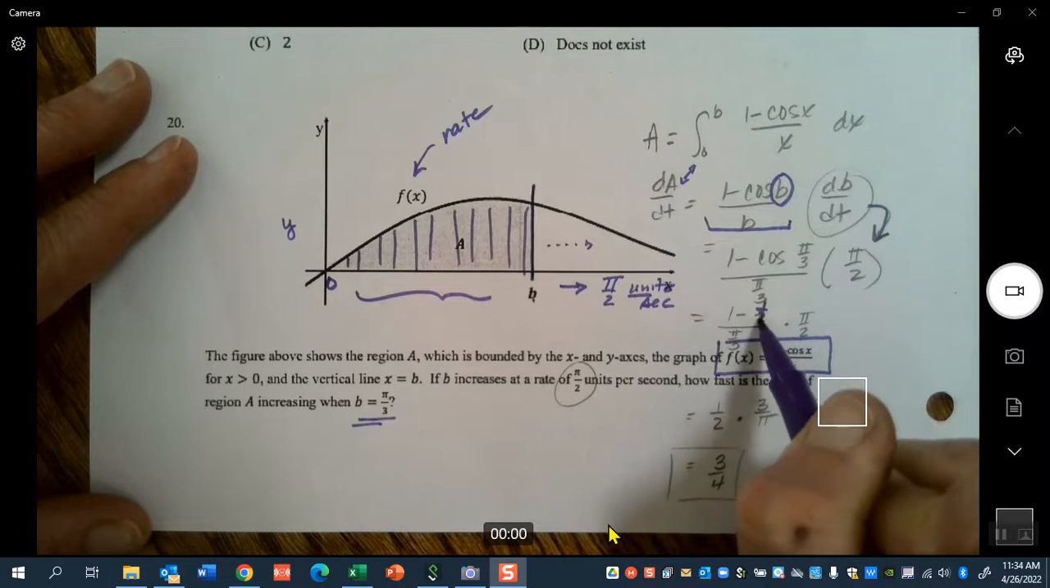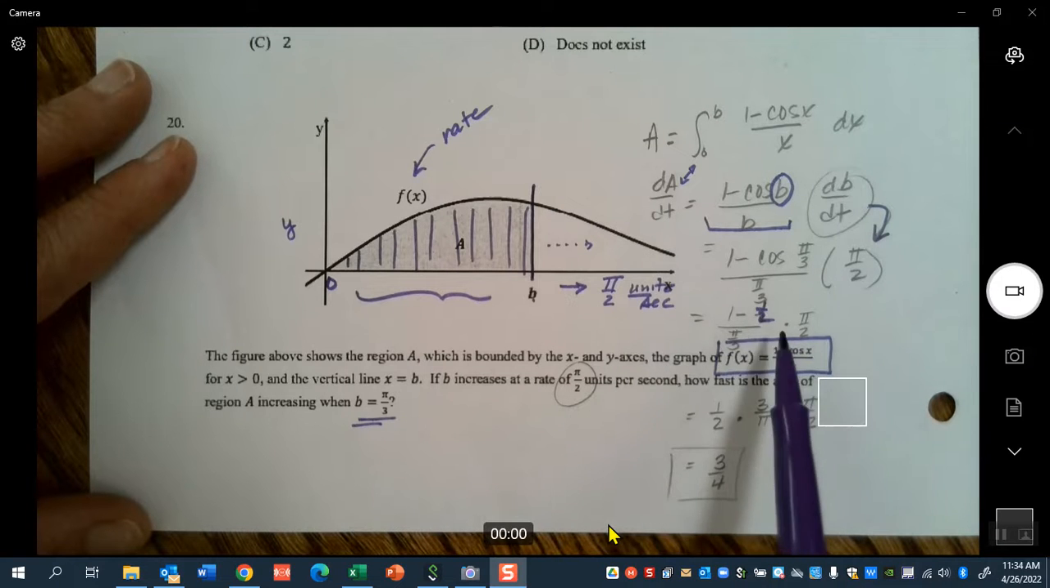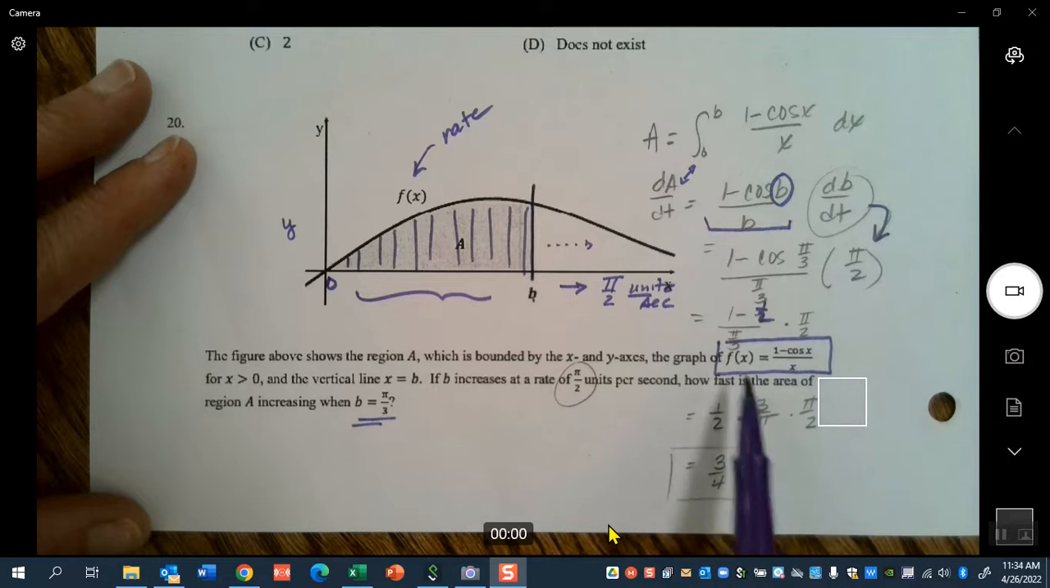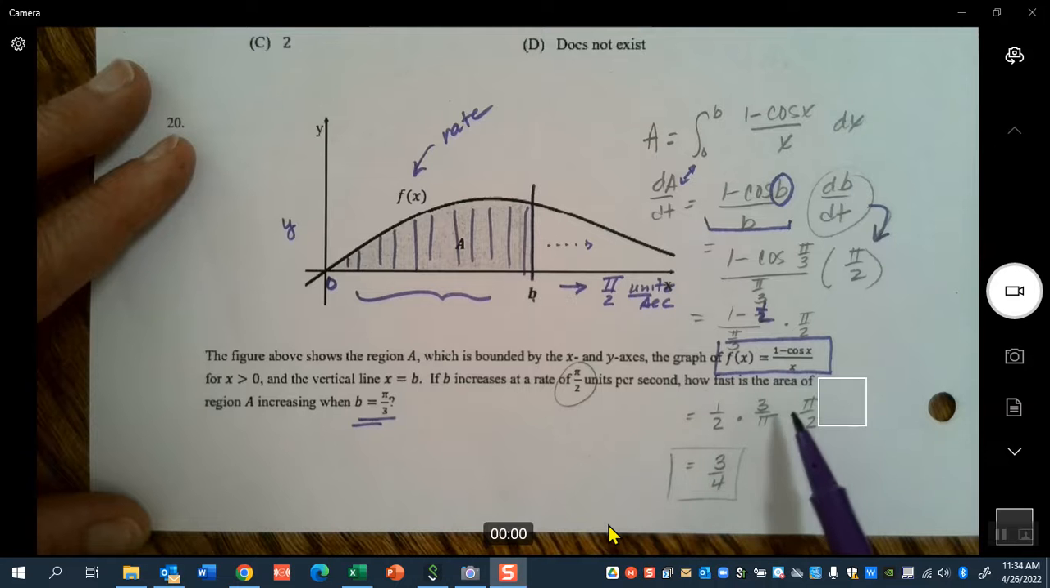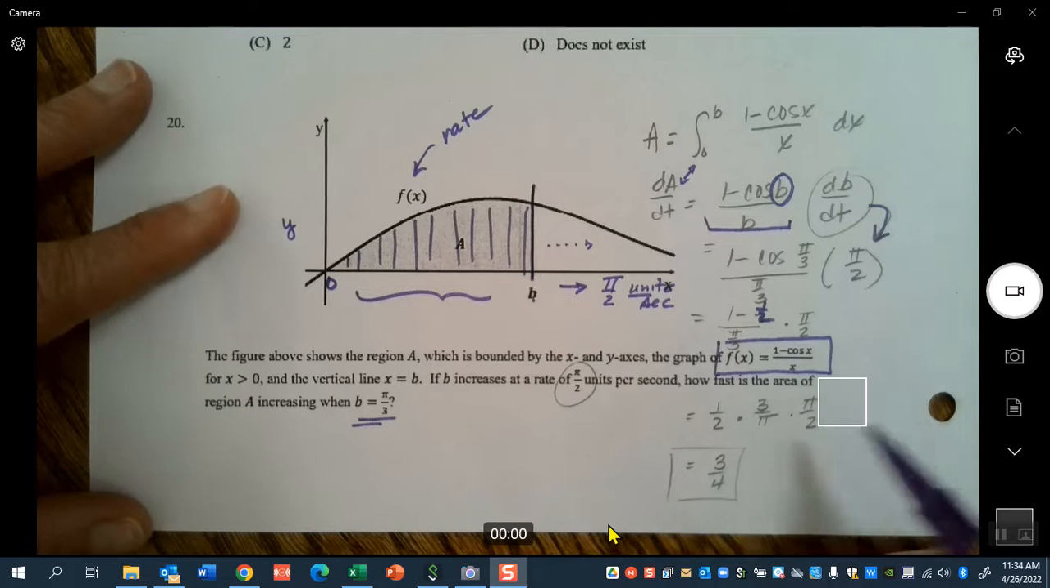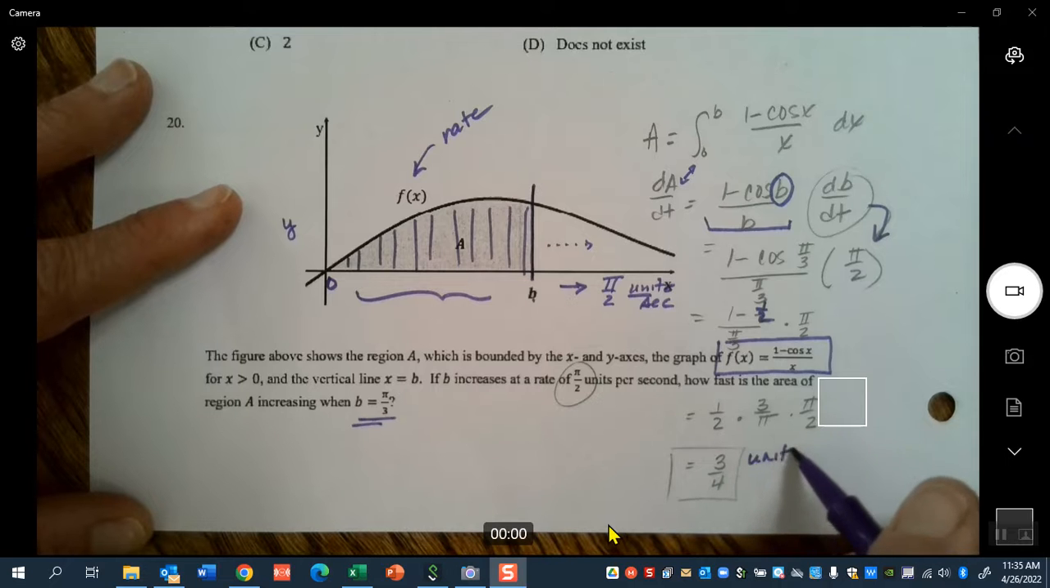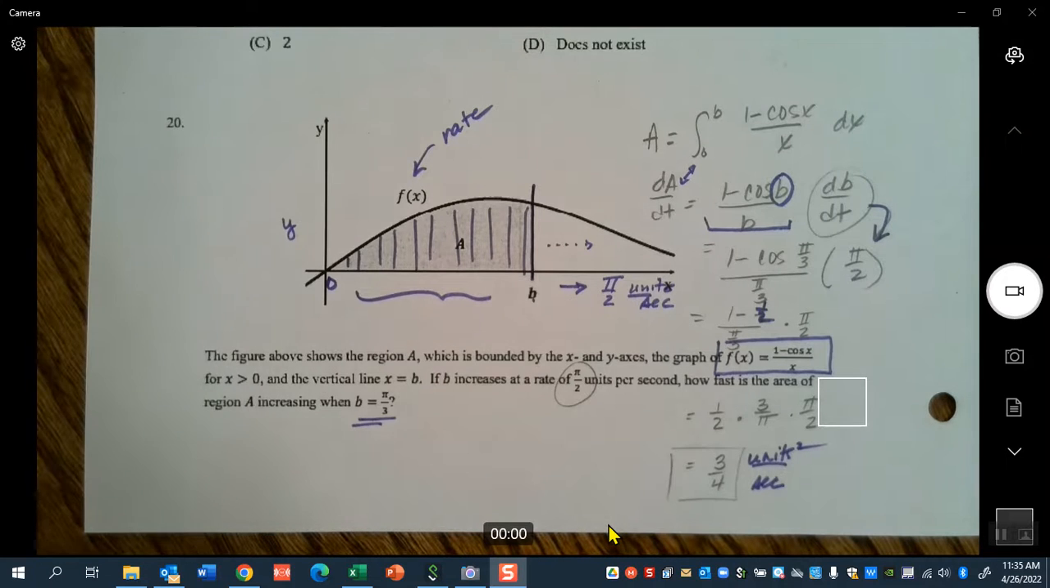Here it is here. So when I plug that in, 1 minus 1/2 over pi over 3 times pi over 2. 1 minus 1/2 is 1/2. Dividing by pi over 3 is the same as multiplying by 3 over pi. And that's how I get 3/4. How fast is the area increasing? It's increasing at 3/4 units per second. It's area, so it's units squared. If you didn't get that, it's okay. But it's still fun to talk about it.